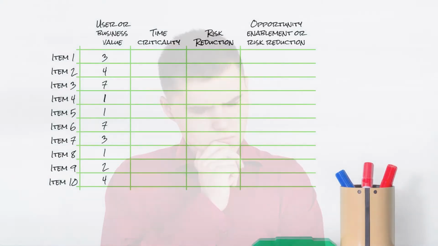Step 4. Compare the remaining items to the one that you scored in Step 3. Give each remaining item a score for user or business value relative to the first item and any that you have subsequently scored. Completely score all of your items for user or business value before moving on.